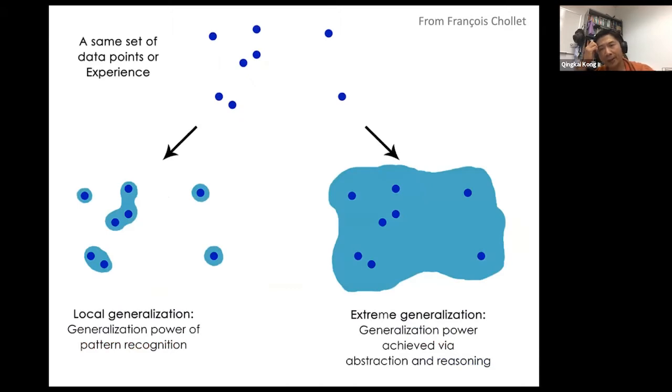This figure is from one of Francois Chollet's famous books, Deep Learning with Python. You can see that if these blue dots are the training data we have, we can make some extrapolation, or some generalization, when we see new data near the data points. This is called local generalization, or weak generalization. That's what current machine learning algorithms have. In terms of extreme generalization, it may not work well for most applications.